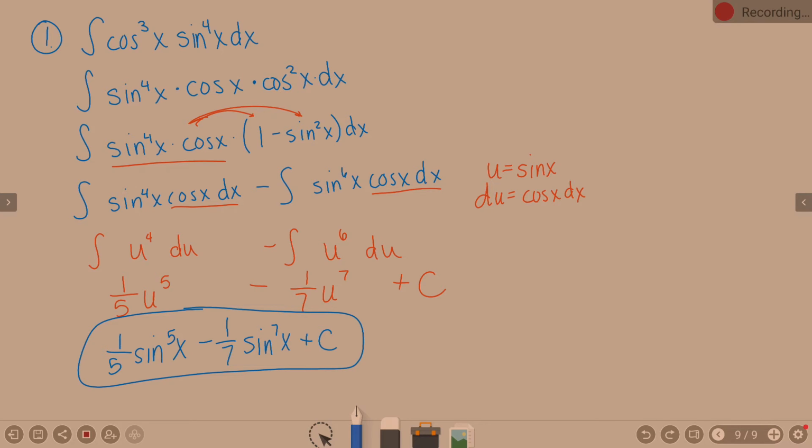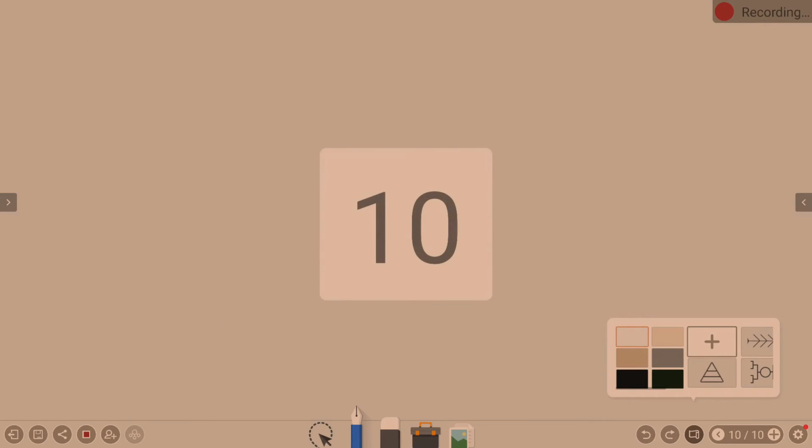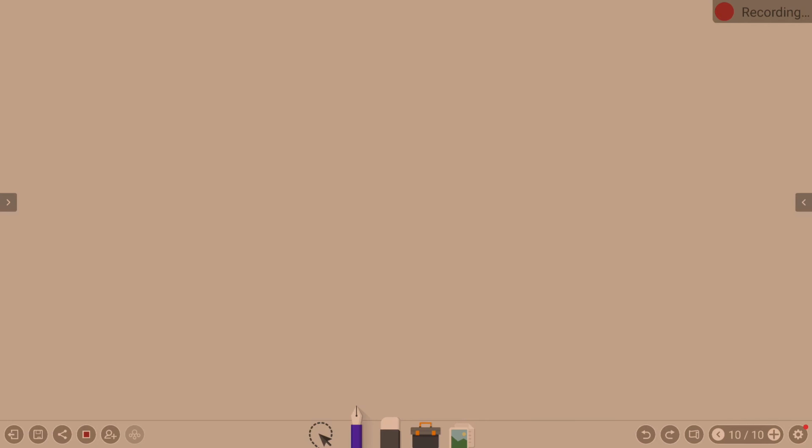Yes, Abby. Do you mind if I go over number 2? Not at all. Number 2 is actually a good one. Number 2 is a type that I kind of warned you of previously. I am going to go to another screen, though. There we go. Number 2. The integral of x minus 2 over the square root of x, dx.